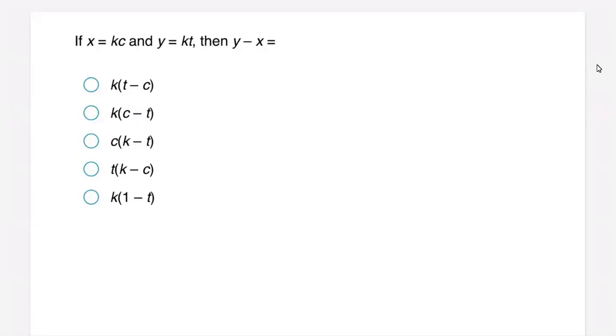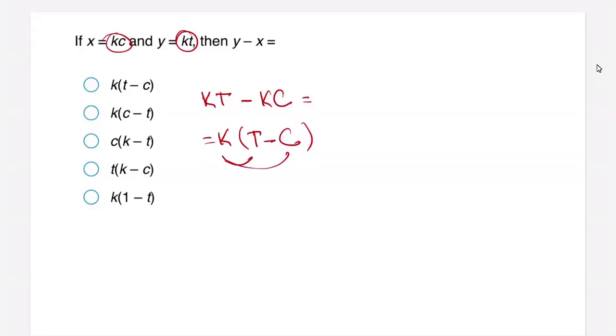Okay. X is equal to KC and Y is equal to KT. Y minus X. So Y is KT minus KC. You can put K in evidence. KT divided by K is T, minus KC divided by K is C. If you want to go back, just distribute. Okay? So it's A. K times T minus C. Is that okay?